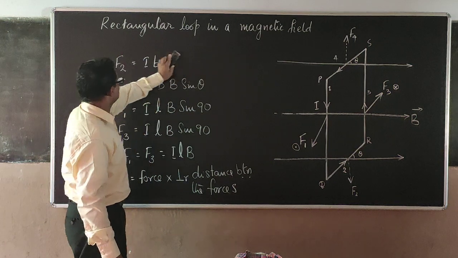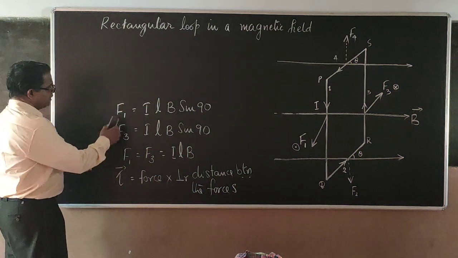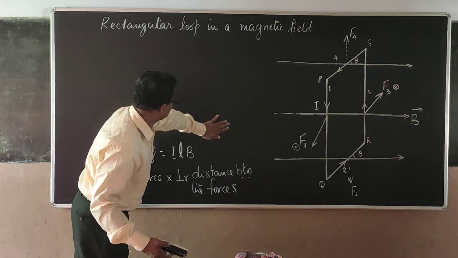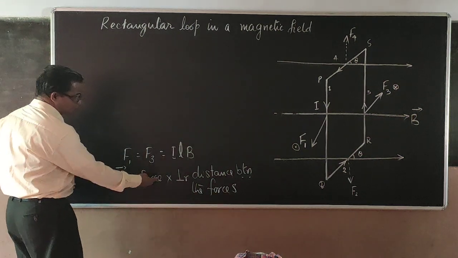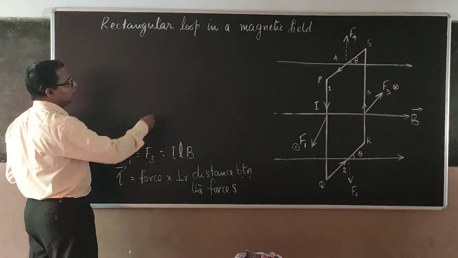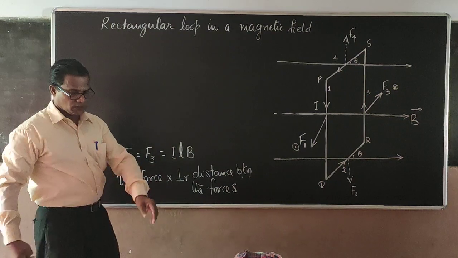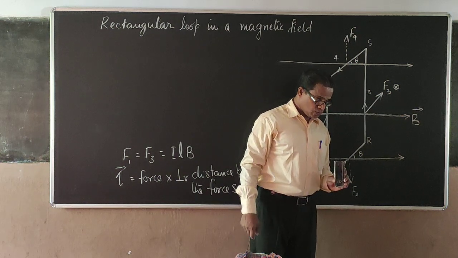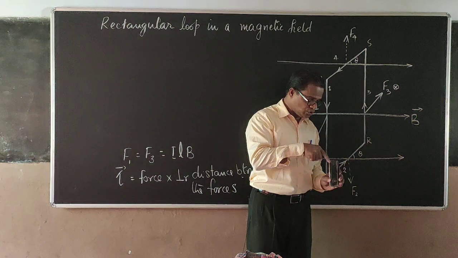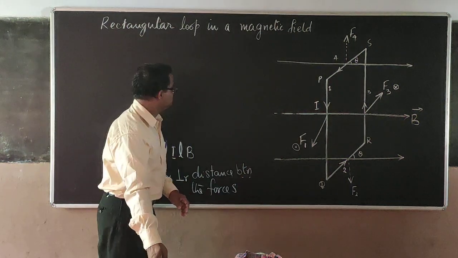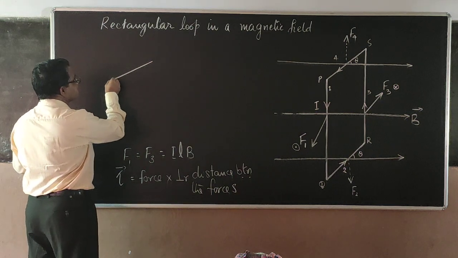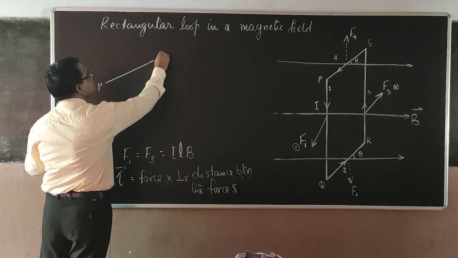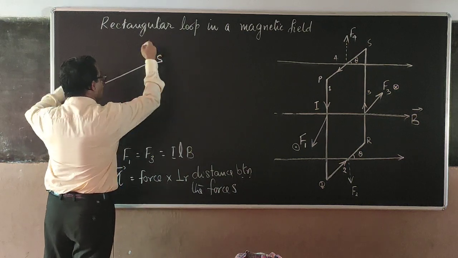Length is L, breadth is B, let us consider. Now, to find the torque acting, torque will be force into the perpendicular distance between the forces. Now, if I look at the problem from the top, if this is the rectangular loop, I am looking down onto it like this. When I look like this, I am seeing this breadth along with the two force directions. This is S and this is P. I am looking from the top downward.